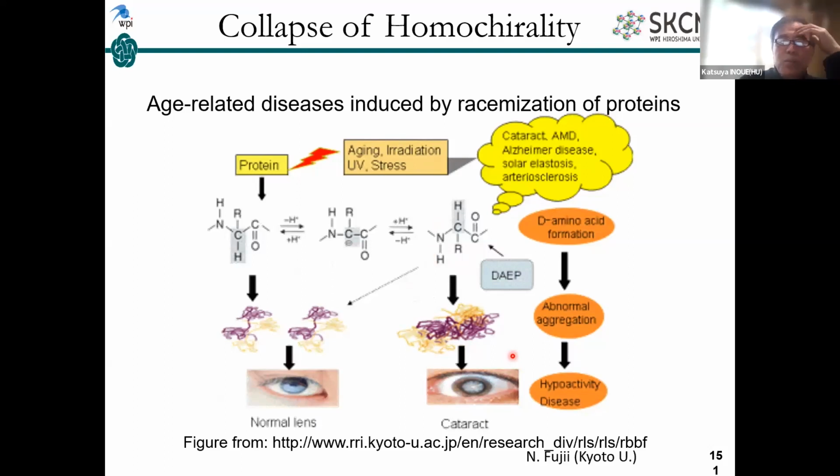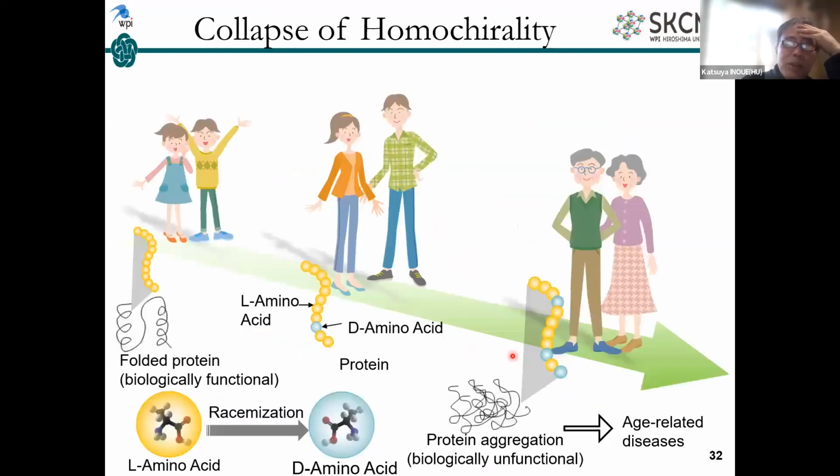But it is possible to consider our aging in this way. By aging, in polymeric proteins, amino acids automatically racemize with age at our body temperature. And then the concentration of this racemized amino acid inside the protein increases over time.